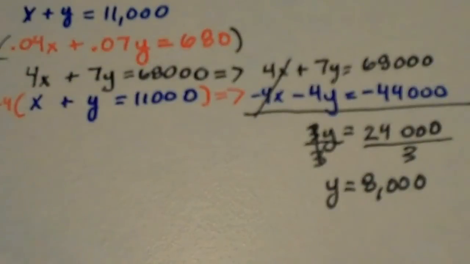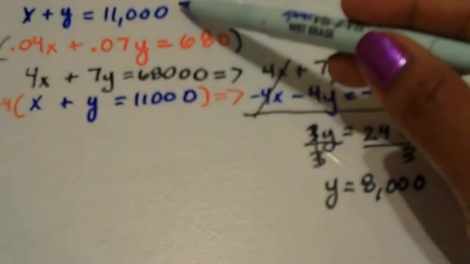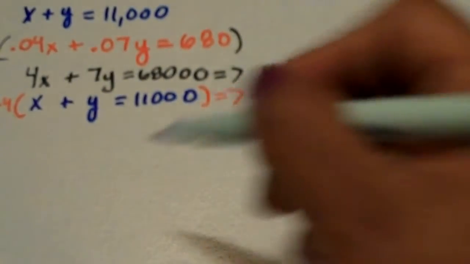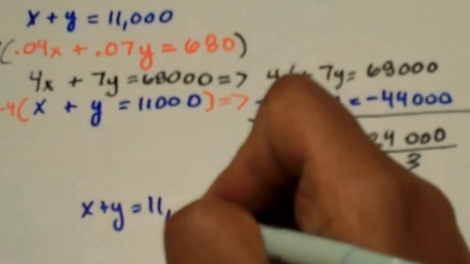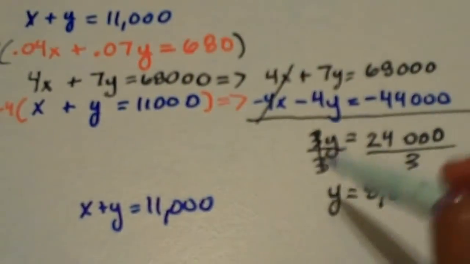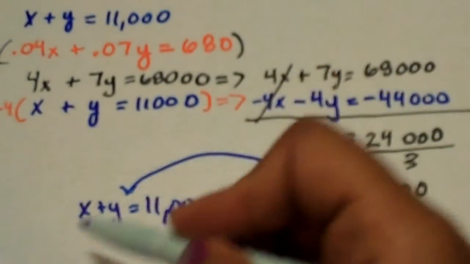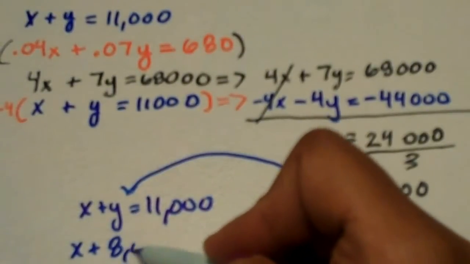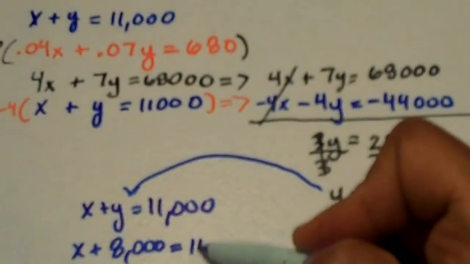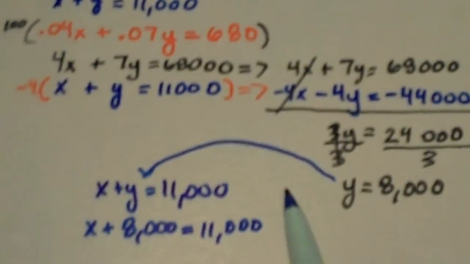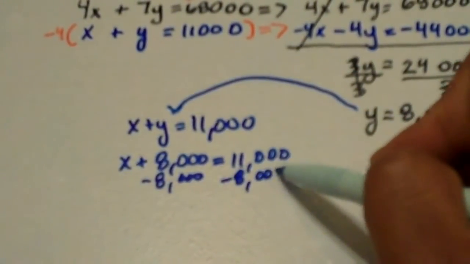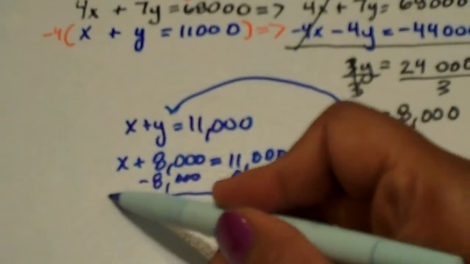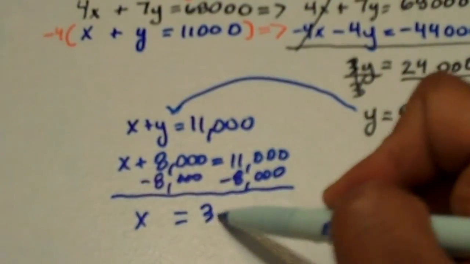So now we're going to take that information and we're going to plug it back into our easiest equation. I suggest our x plus y is equal to 11,000. So here we have x plus y is equal to 11,000. So we're going to use our y equals 8,000 and plug that in. So x plus 8,000 is equal to 11,000. Subtract 8,000 from both sides. And we're left with x on this side is equal to 3,000.